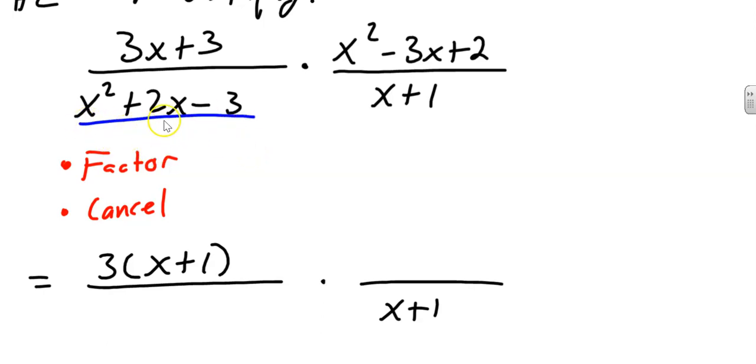When you factor x squared plus 2x minus 3, the only factors of 3 are 1 and 3. So from there, it's just a matter of getting the signs correct. Because it is a negative 3, the b term is positive, so the bigger number has to be positive, which means the other number would have to be negative.